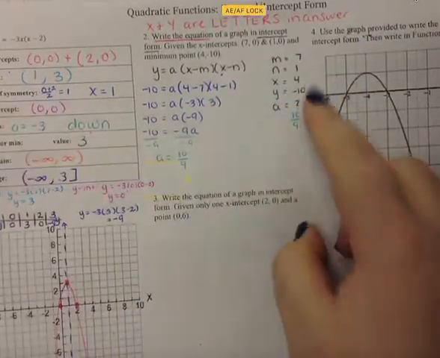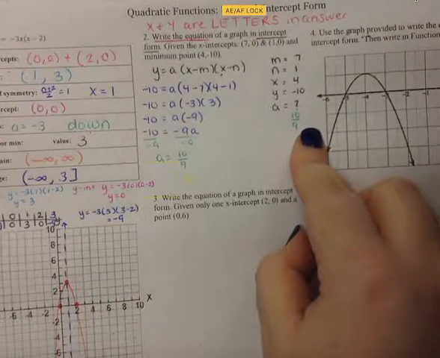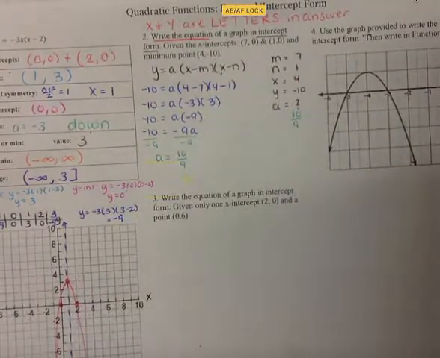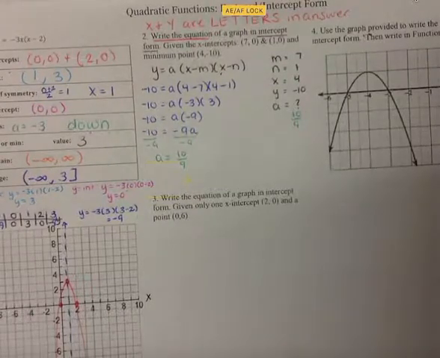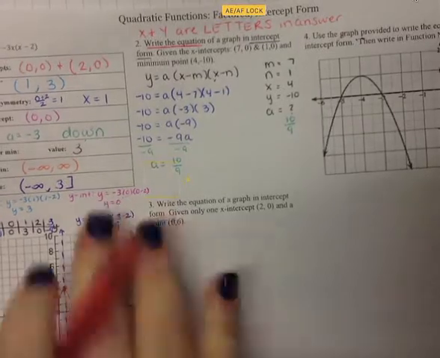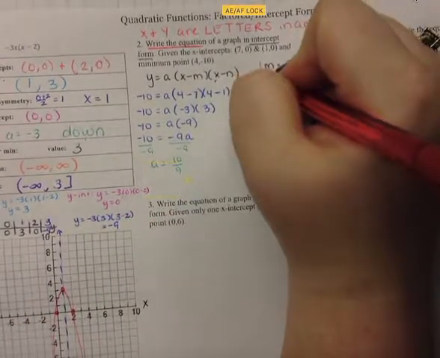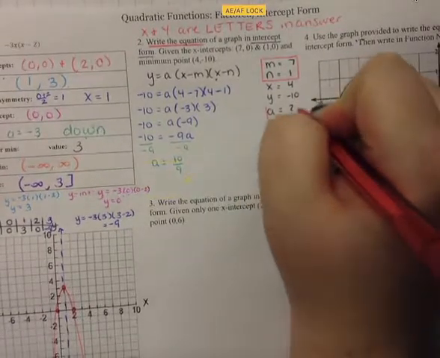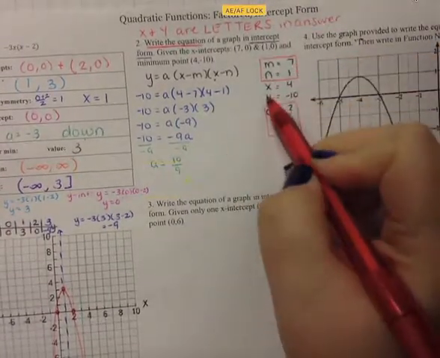Now that we have values for all of our letters, we can actually go back in and write our actual equation. But in our actual equation, x and y are letters. That means that we have to use the numbers for m and n. And we also have to use the number for a. We're going to use letters for x and y.